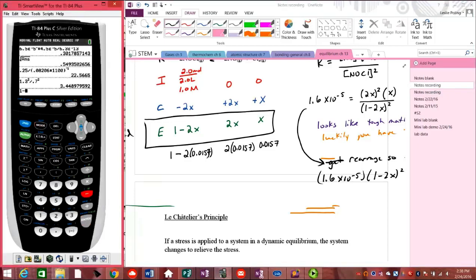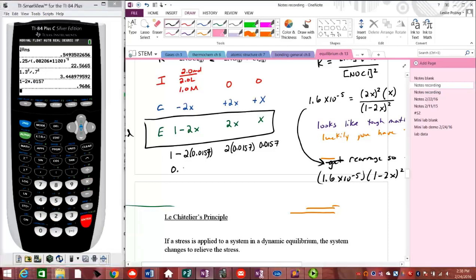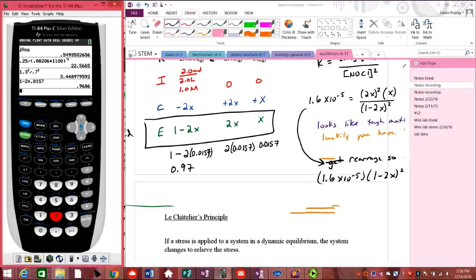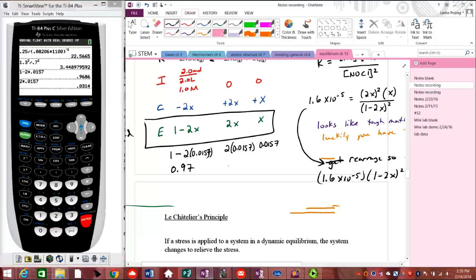So 1 minus 2 times 0.0157. So we have 0.97. I'm rounding to significant digits now. 2 times 0.0157 is 0.031, and of course 0.016. Those are our answers.